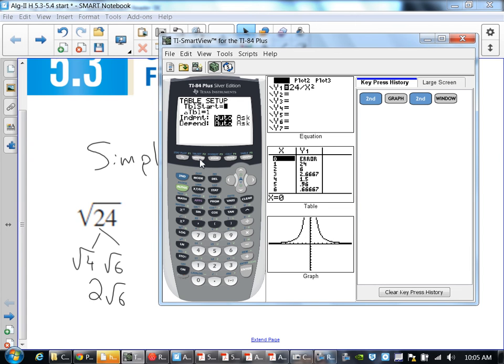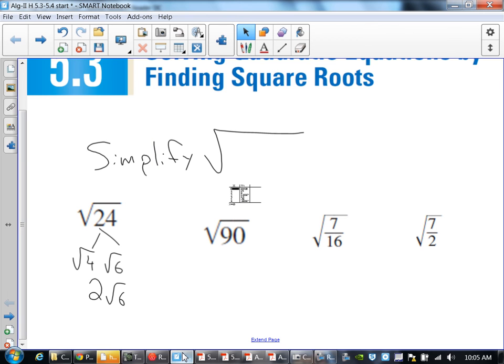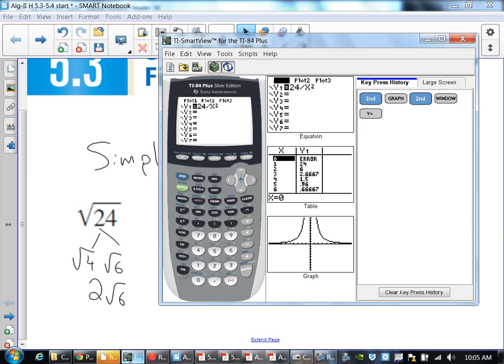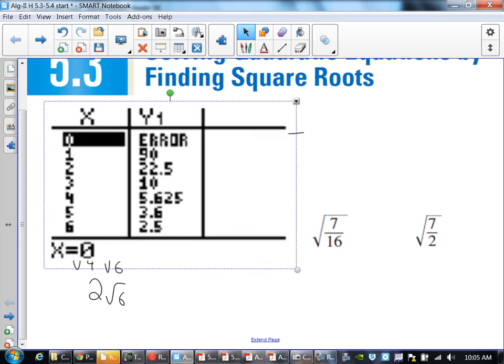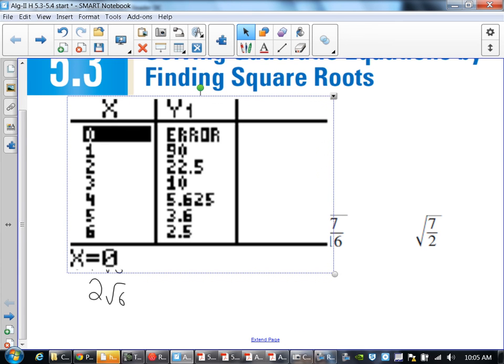Let's try another one. The next one is the square root of 90. If I change the 24 to a 90, and I go back to my table, notice the last number before everything goes decimal is 3 and 10. So that means that the square root of 90 is 3 root 10.